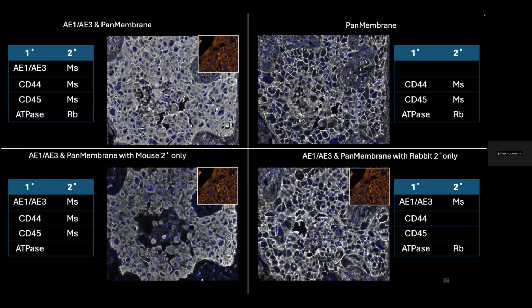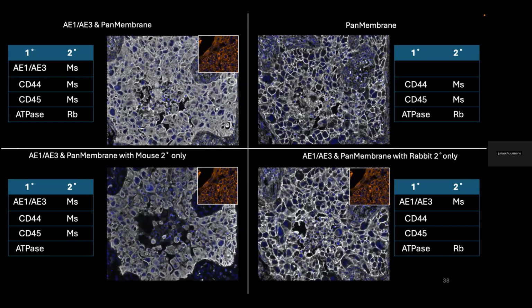And so I did an experiment to look at this, and I did a dropout experiment where I dropped out the secondary antibodies in my pan-membrane stain. So let's start up here in the top left corner. I'm going to quickly orient you guys. All these corner boxes here that have a little bit of orange stain in them, that means that these images also have AE1, AE3 pan-cytokeratin marker in them as well. In the corner up here, it's just my pan-membrane stain that is not there.